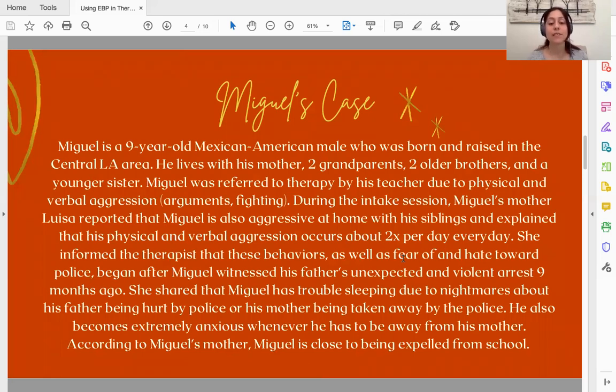She informed you that these behaviors, as well as fear of and hate toward police, began after Miguel witnessed his father's unexpected and violent arrest 9 months ago. She shared that Miguel has trouble sleeping due to nightmares about his father being hurt by police or his mother being taken away by police. He also becomes extremely anxious whenever he has to be away from his mother. According to Miguel's mother, Miguel is close to being expelled from school.